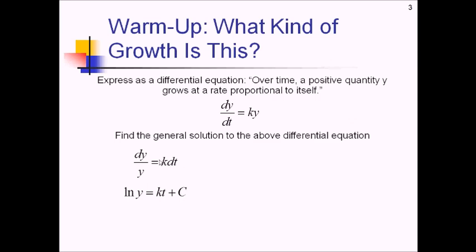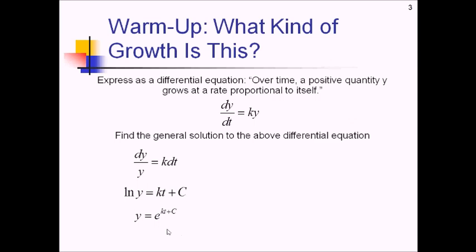Now you might be wondering, hold on a sec, don't we have an absolute value in the ln? Well, I did say y was a positive quantity, so we've already taken care of that before we even started. To get y by itself then, we have to raise e to both sides. So we have y equals e to the kt plus c.